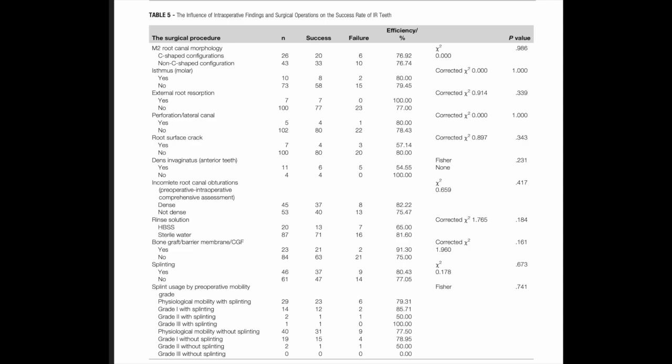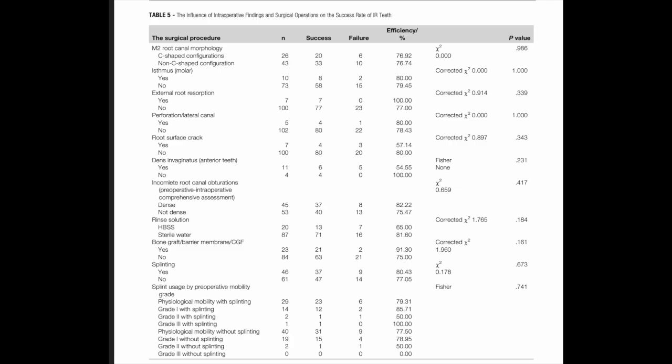As for the intraoperative findings, the root surface cracks were identified in 66 teeth. Among second molars, C-shaped root canal configurations were present in 38%, and dens invaginatus was observed in 70% of anterior teeth. And other findings included external root resorption, isthmuses in posterior teeth, and perforations or lateral canals. And during surgery, 62 teeth were not reimplanted.